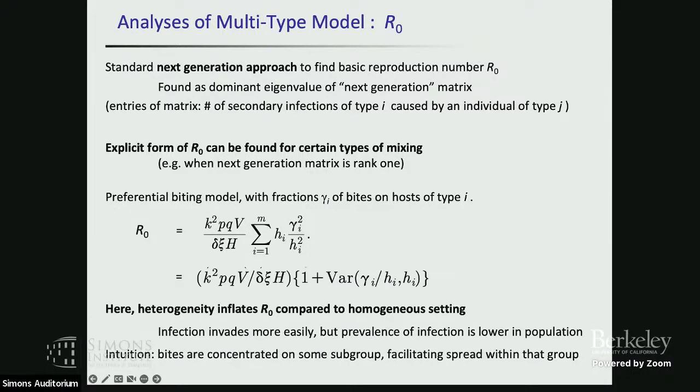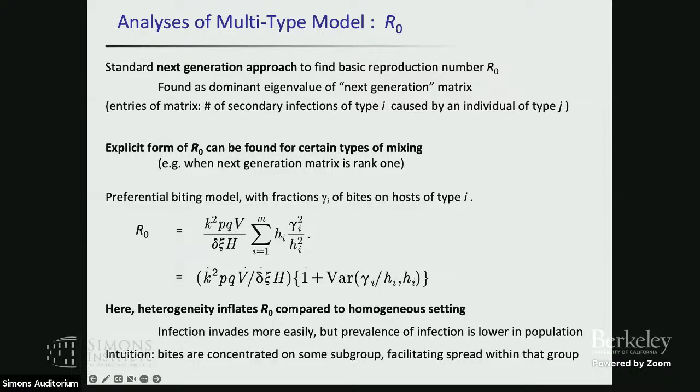So we know exactly what to do to find things like the basic reproduction number here. We do the standard next generation approach, and we make the next generation matrix, a matrix of the number of secondary infections of type I caused by an individual of type J. And then we have to find the dominant eigenvalue of that matrix. Now, for a general matrix, that's not going to be possible. But if we make simplifying assumptions, we can find explicit forms for the basic reproduction number when we have certain types of mixing. For instance, when the next generation matrix is of rank 1.